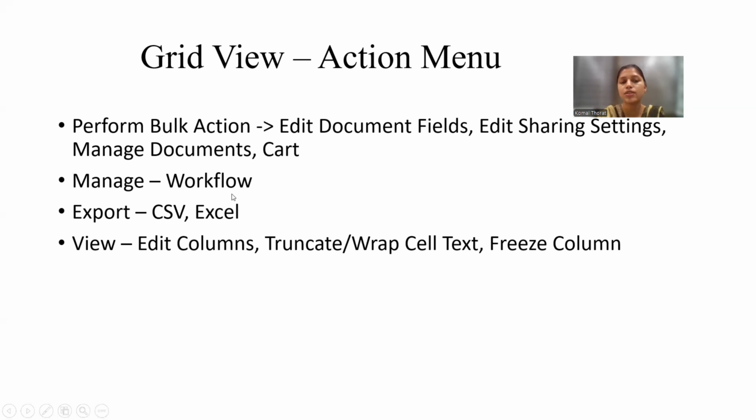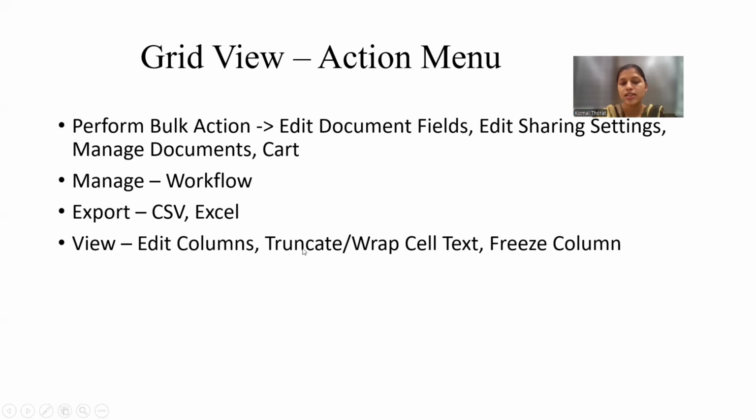Then under manage, you have the option to start workflow. Then under export, you have CSV and Excel. Then the view. From view you have the edit column functionality over there. And from edit column, you can manage the columns. Means if you want to add document name, document number, fields, columns into the library tab, you can add from here.